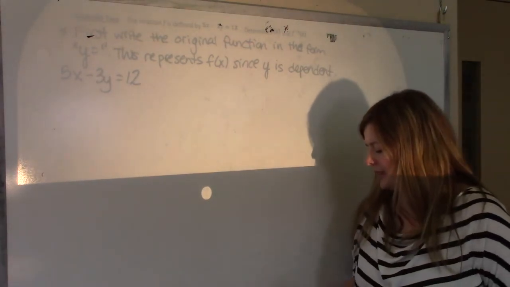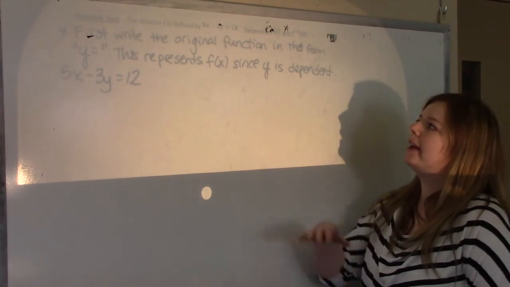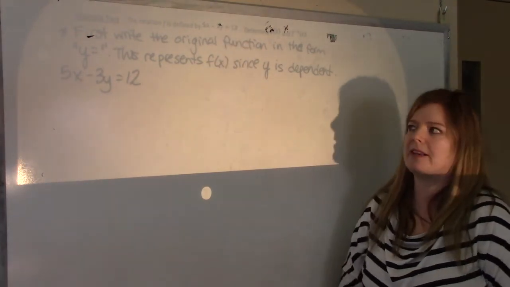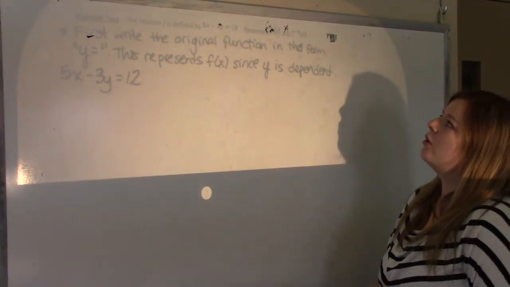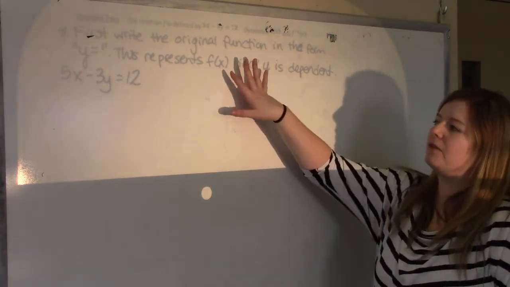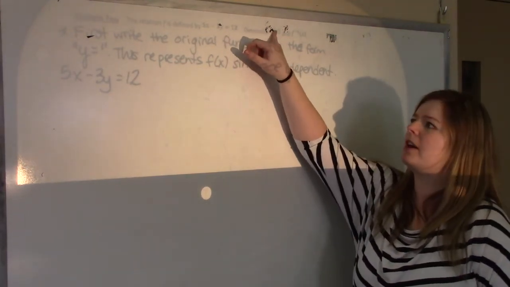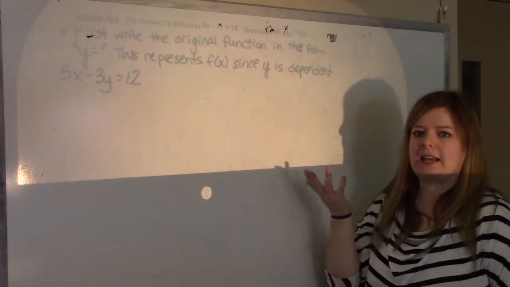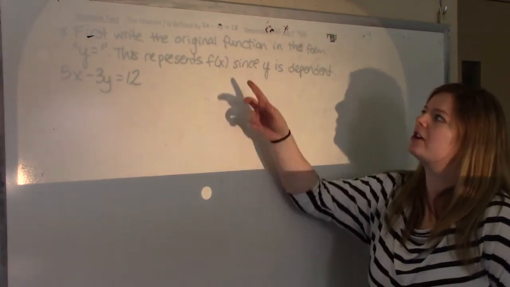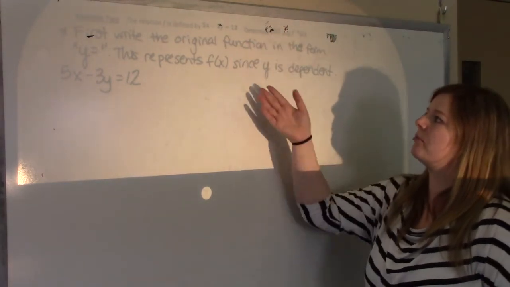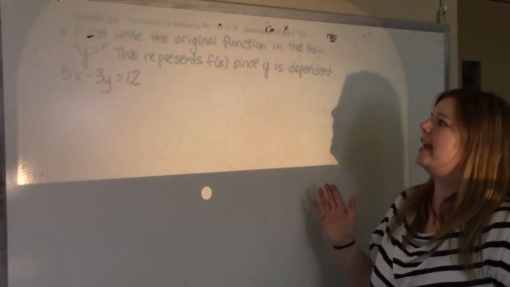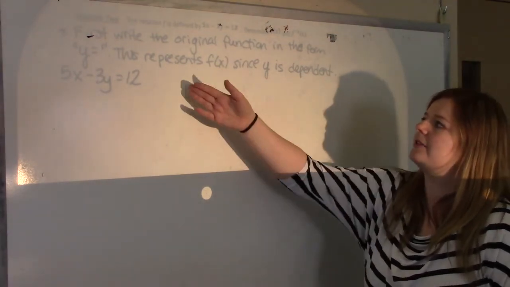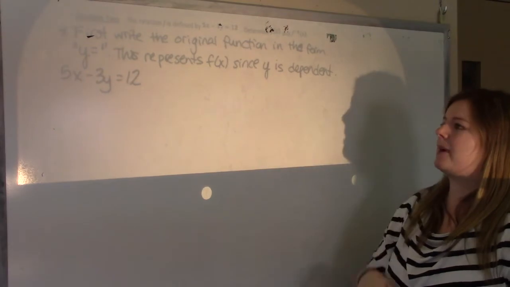So here we go. This is something that's a little bit more complicated only because it's not in y equals mx plus b form. So we want to find out what the actual function is in f of x form, and then what the inverse is in function form as well. So first, because we want it in function form, we have to write the original function in the form y equals. This represents f of x since y is dependent.